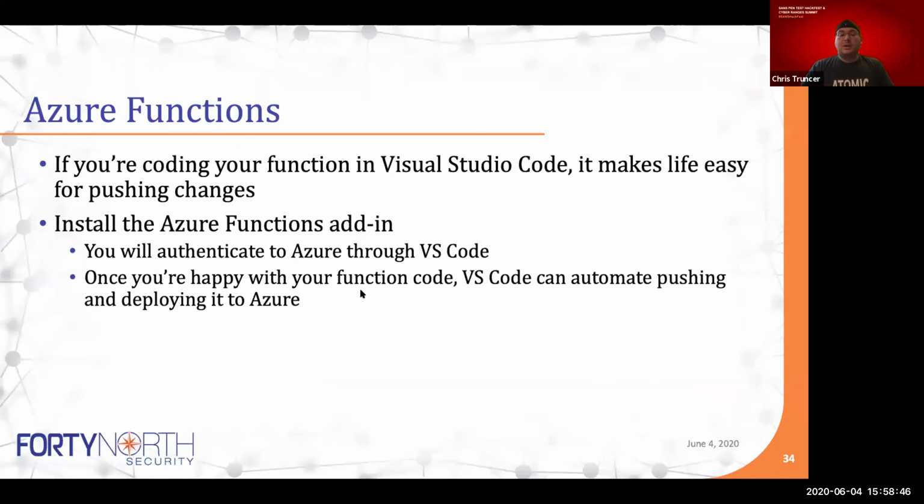Like I mentioned earlier, use Visual Studio Code. It's going to make life so easy. If you're doing all of your coding for Azure Functions within Visual Studio Code, like I mentioned, all you need to do is install the Functions add-in and authenticate into Azure through code. And then once you've updated the code to do whatever you want to do, VS Code will automate pushing and deploying everything to Azure and just make life so easy on you that you don't have to worry about packaging stuff up and like uploading it in whatever format that Azure needs.